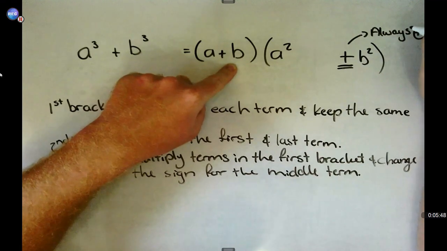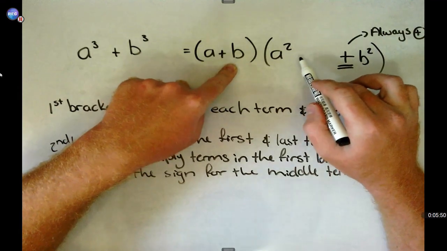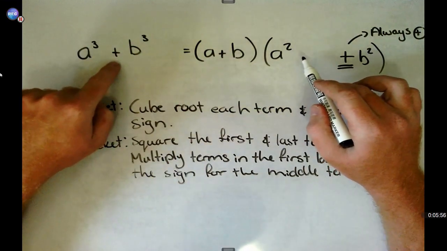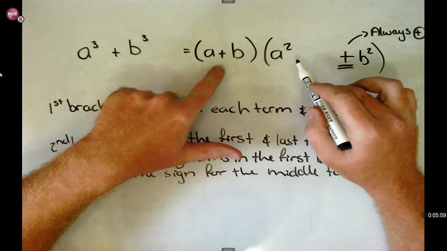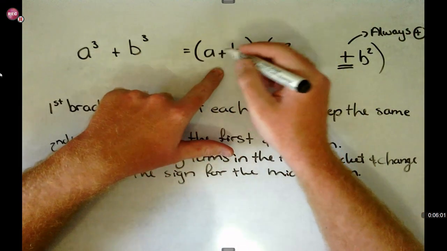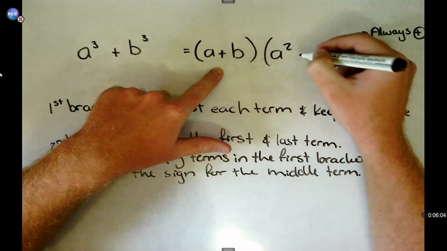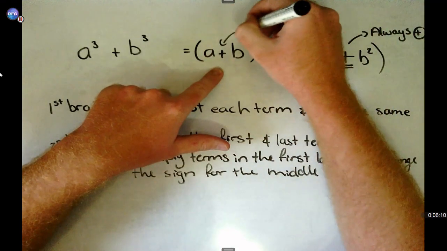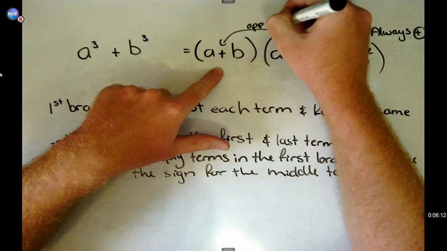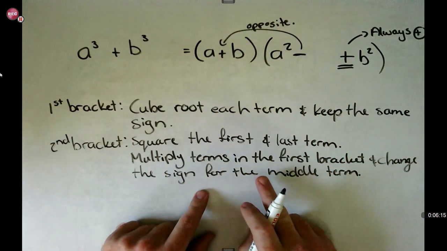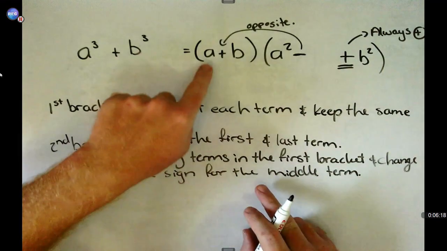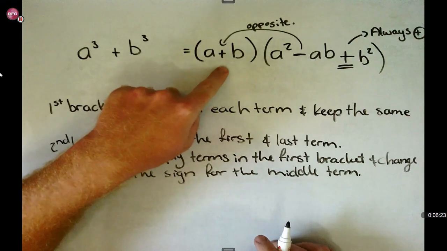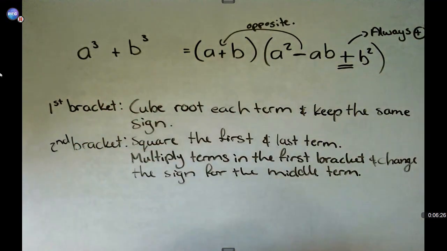Then the sign over here will be the opposite of what the original sign was in the question, or what we had in the first bracket. So if there's a positive in the first bracket, then this sign over here would be the opposite of that. Remember, multiply the first two terms and change the sign. So a times b gives me ab, and change the sign. If there was a positive, we will change it to a negative in this case.